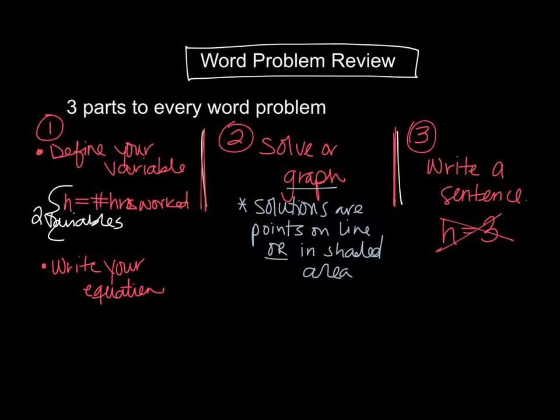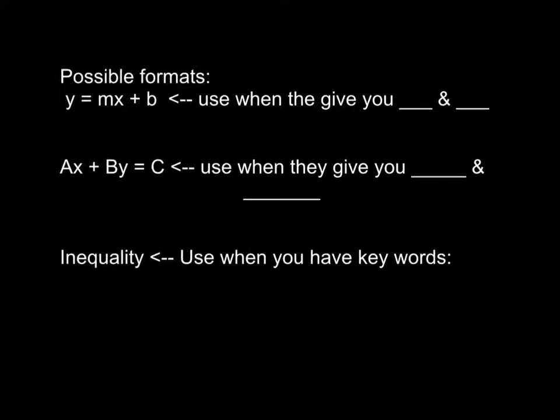So let's look at how we can distinguish between the different types of word problems. All right, so we've got 3 possible formats. The first one is y equals mx plus b. Remember that here you need to make a note: m is my slope or my rate, and b is my y-intercept.